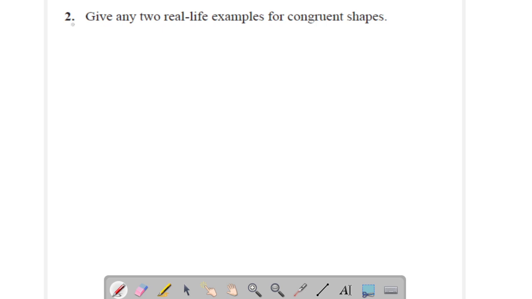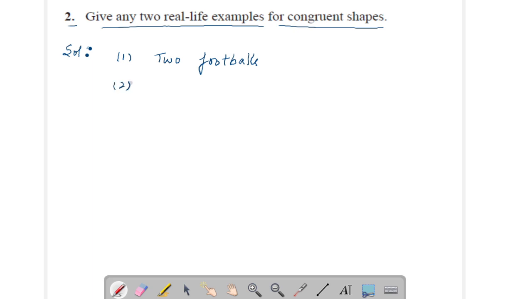Now come to question number 2. Give any two real life examples for congruent shapes. See the solution. Here you have to write two real life examples of congruent shapes. First example is two footballs. Second example, two teachers table.